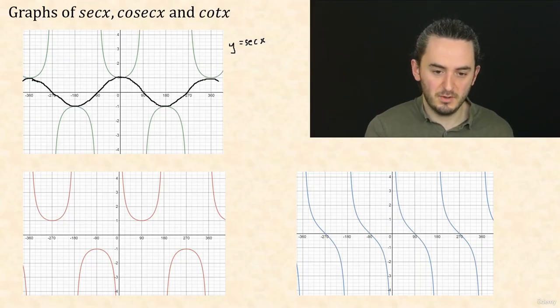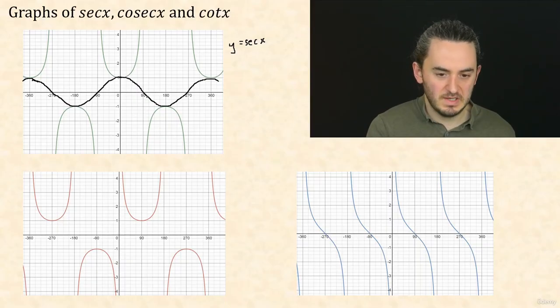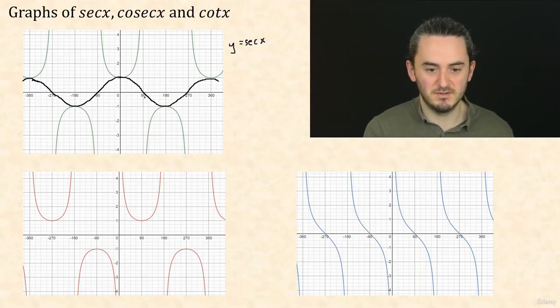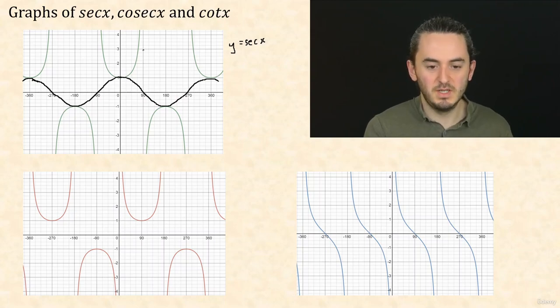And then there's this point where cos x is like 0.0001 and sec x is 10,000 or something. And then shortly after that, cos x is minus 0.0001. Well, then sec x just pops down to minus 10,000. So it kind of pops from positive infinity down to negative infinity.